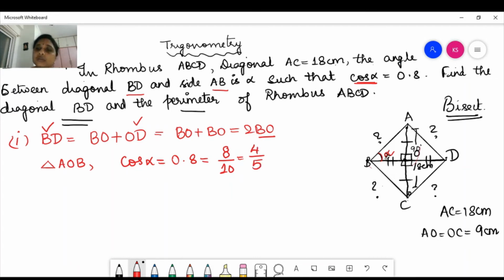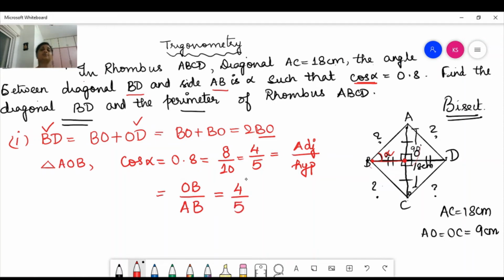Okay, so cos alpha, what is cos of an angle? It's nothing but the ratio between the adjacent side of that particular angle divided by the hypotenuse of the triangle that we are considering. Now for cos alpha, the adjacent side is your OB, and the hypotenuse of this triangle is going to be AB, right? So now OB is 4 by AB is 5.